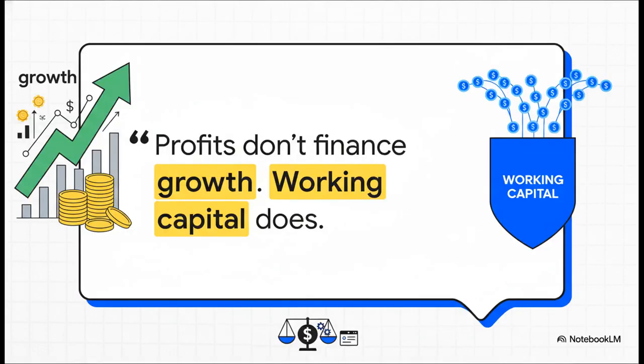So, what's the one big thing to take away from all this? I think this quote says it perfectly. You can be the most profitable company in the world on paper, but if your growth starts to outpace your ability to fund your working capital, you can literally run out of cash. Managing that balance, that is the absolute essence of financial strategy.